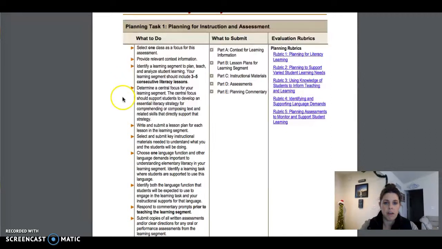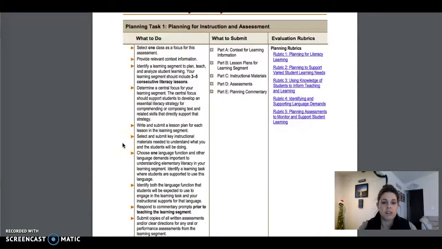So after that, we're going to determine a central focus. So it should be the strategy that you want your students to know by the end of your learning segment. It's going to be probably for comprehension of text, which I know at a primary level students are not necessarily reading on their own and comprehending, but they can be comprehending text through read alouds and things like that. You're going to write and submit a lesson plan for each of the lessons. So again, I said 3, so you're going to write 3 lesson plans.